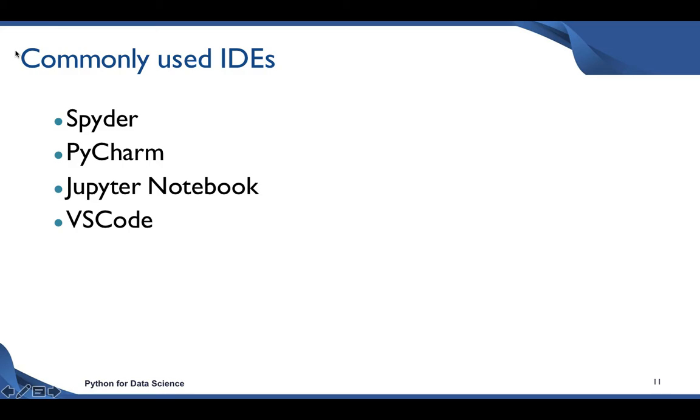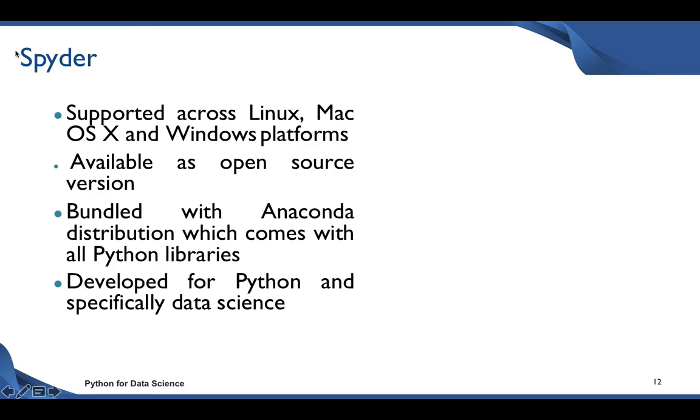So IDEs are freely available in the market, and you can choose any one of these. The commonly used are Spyder, PyCharm, Jupyter Notebook, Visual Studio Code, and a lot of others are also there, right? So let's understand one by one what is Spyder, what is PyCharm, what is Jupyter, and what is Visual Studio Code. So Spyder is supported across all the platforms, and it is bundled with Anaconda, which comes along with all the Python libraries. So this Anaconda distribution, what is that? We'll be covering it in a few minutes. Just stick with me, right?